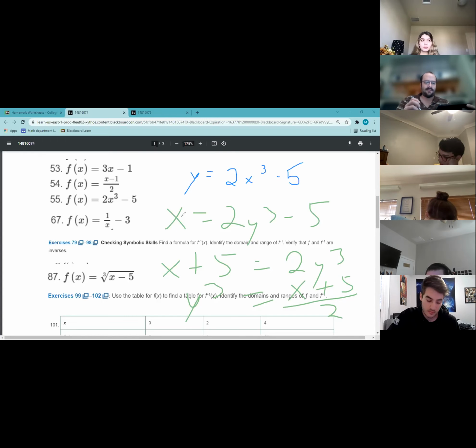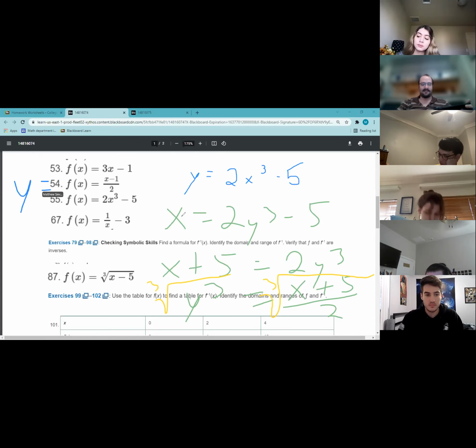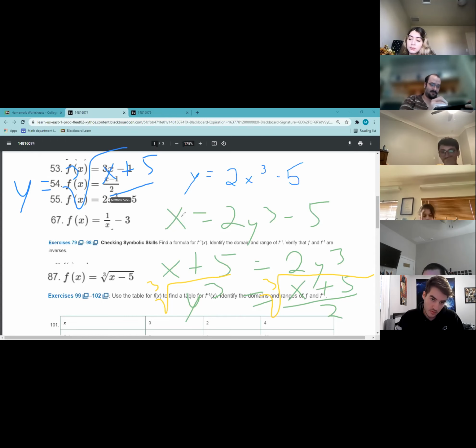Yeah, so everything in this problem is pretty much the same steps as that previous problem, right? Up until this point. So we need to get rid of a cube. How do we do that? We take a cube root. And then we get y on this side. We cube root a cube, and this just stays here with the cube root of x plus 5 over 2. Yeah.